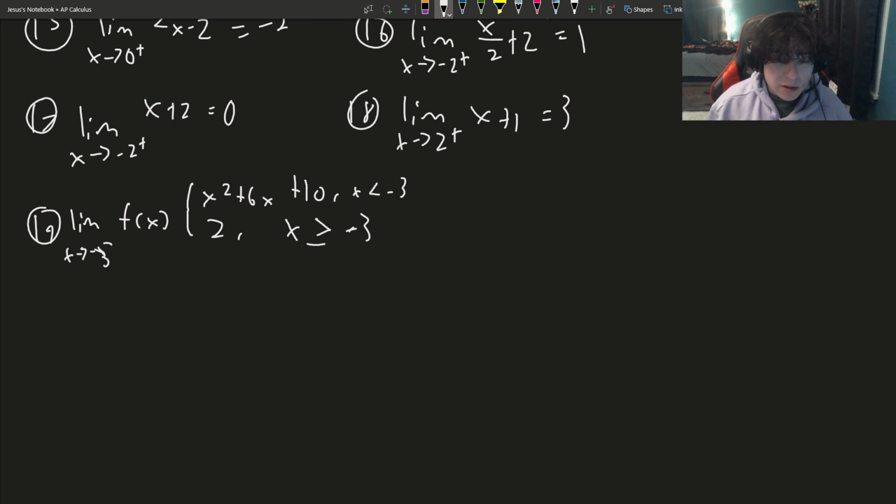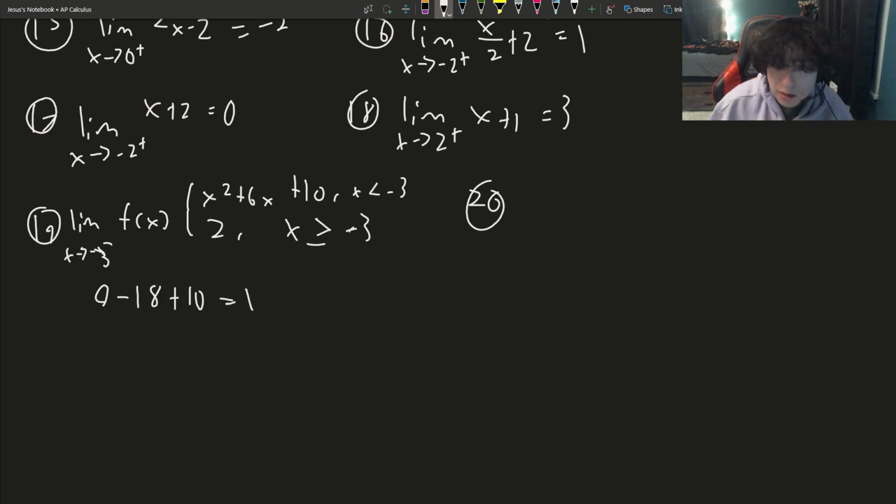-3 from the left, so any numbers, -4, -5, less than -3, so it would be the top equation. So then -3, you would get 9 minus 18 plus 10. 9 minus 18 is -9 plus 10, which would just give you 1. We have number 20, the limit as x approaches -2 from the left of -x plus 2. Plug it in, you get 2 plus 2, which is equal to 4.